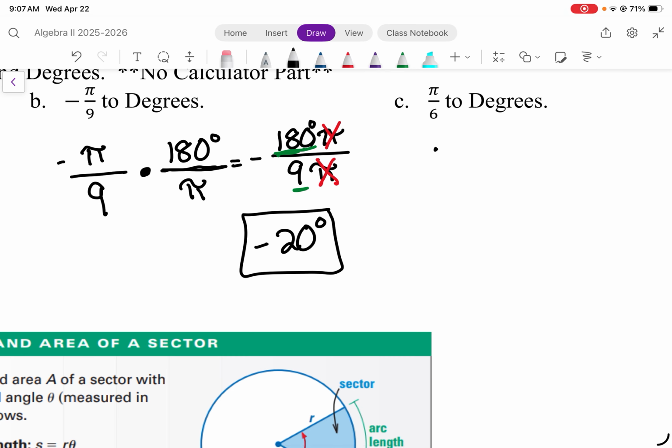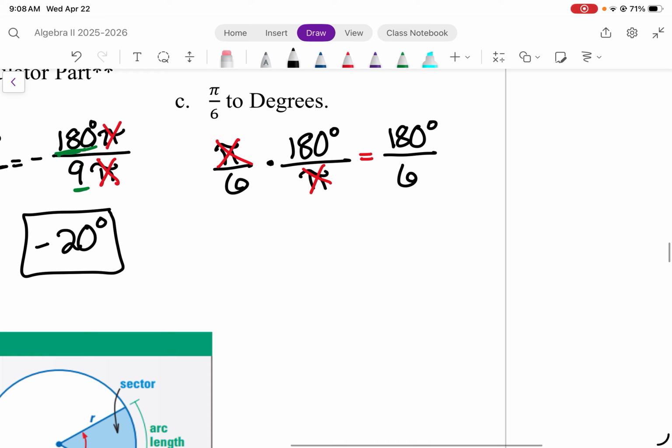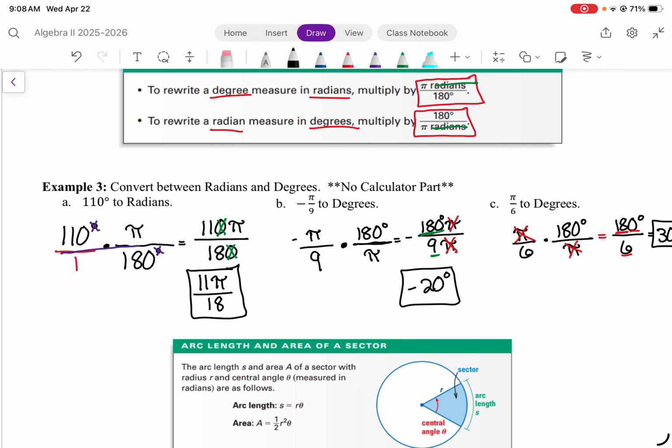Okay, so for example C, we had pi over 6, and because I'm changing to degrees, I would have 180 on top over pi. Now, when you're simplifying, if you want to simplify the pi's before you even multiply, that is okay. You will still get the same answer. So then we would have 180 degrees over 6. And then 18 divided by 6 would be 3. So 180 divided by 6 is going to be 30. And that gives us our answer of 30 degrees. So that's how you're going to convert between radians and degrees.